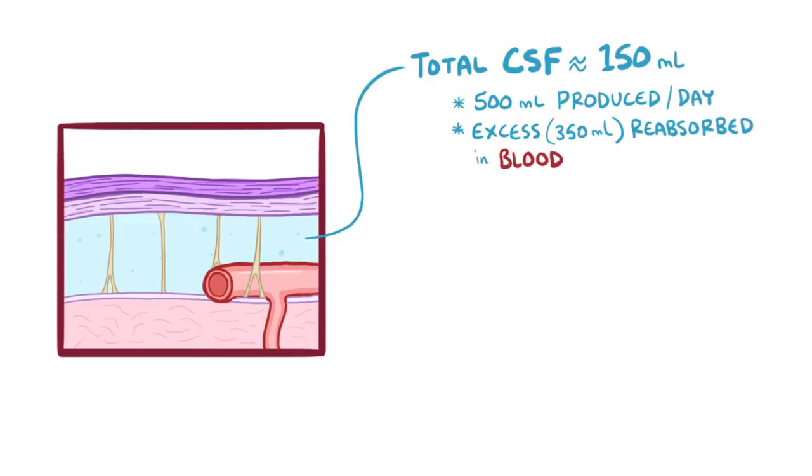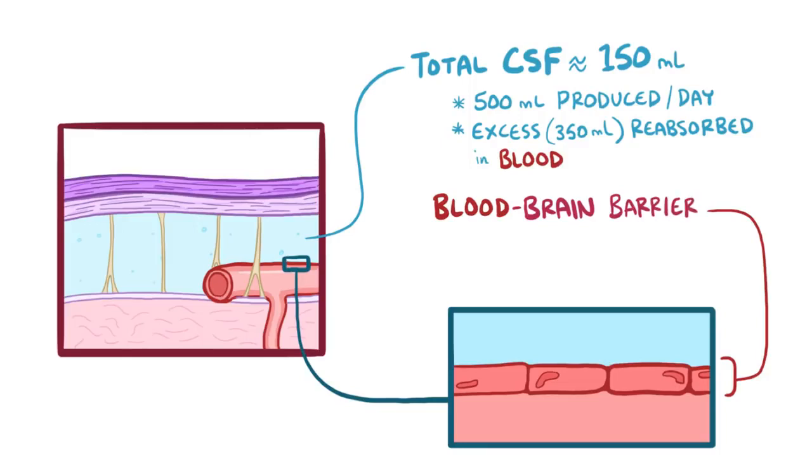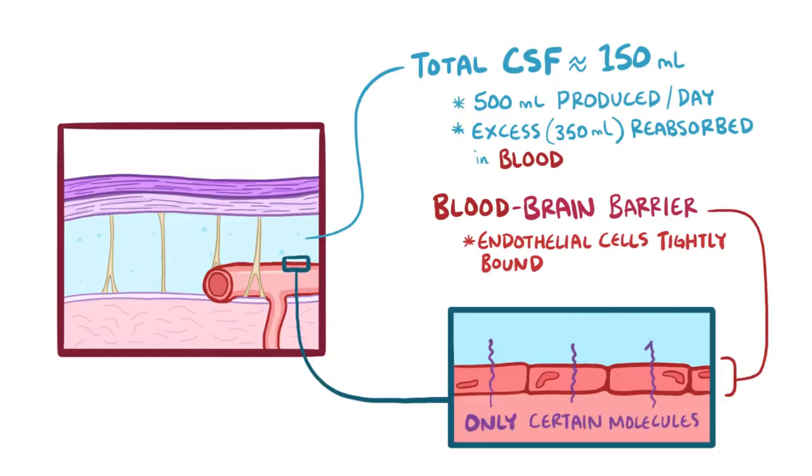But for any nutrients to enter or leave the cerebrospinal fluid, and the brain itself for that matter, they have to go through the tightly regulated blood-brain barrier. The blood-brain barrier is a special name given to the blood vessels in the brain. That's because the endothelial cells in the blood vessels are so tightly bound to one another that they prevent leakage and only allow certain molecules to slip through them.